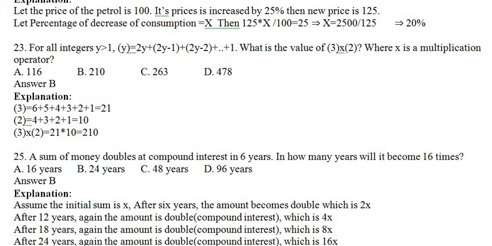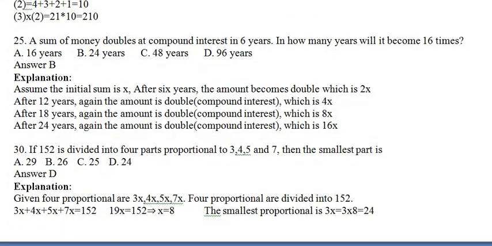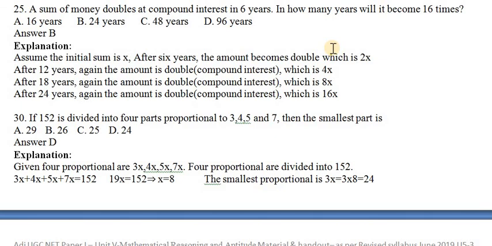So simple. Now next question: a sum of money doubles at compound interest in 6 years, okay. In how many years will it become 16 times? So for every 6 years, if you have some money, it will be doubled, okay. So for getting 2 times we need 6 years. For getting 16 times, how many years does it need, okay. In order to double this 2 times into 4 times, it will be 12, okay.